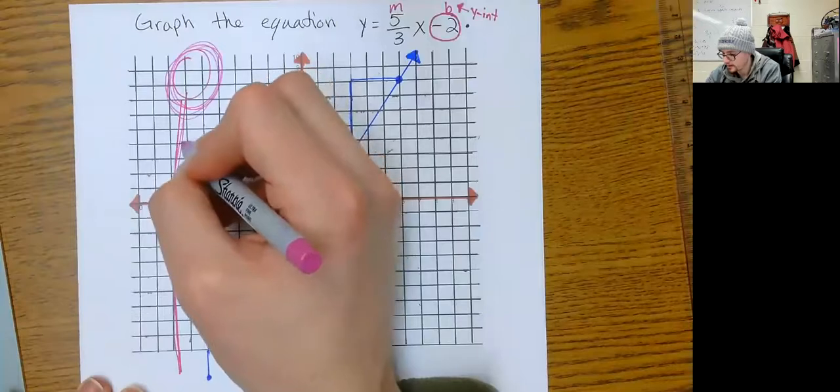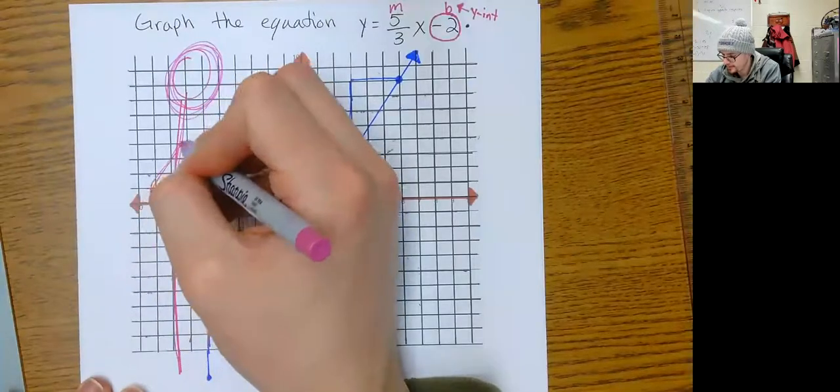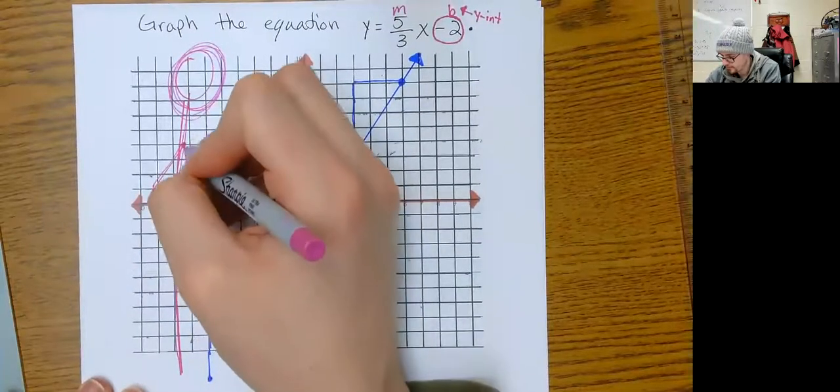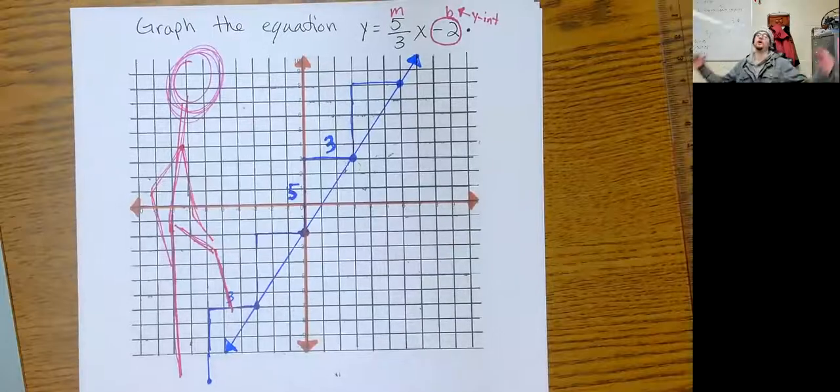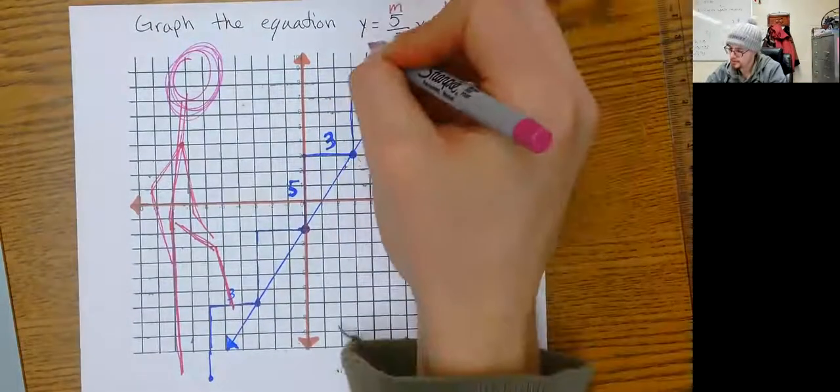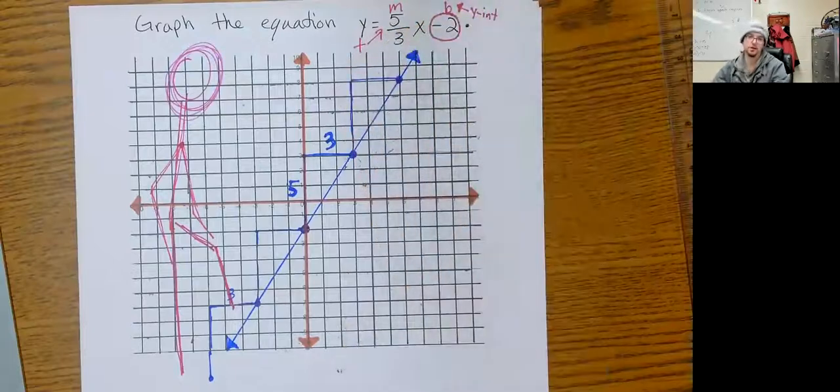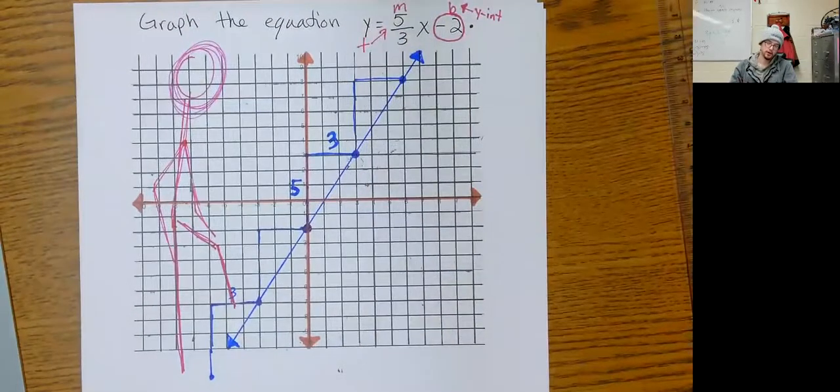He is walking up. Walking up the stairs. Positive slope. Positive slope. Walking up the stairs. There's my art skills. Stick figures for the win. Yes. All right.